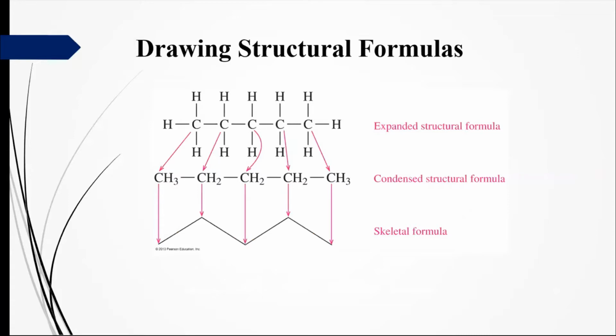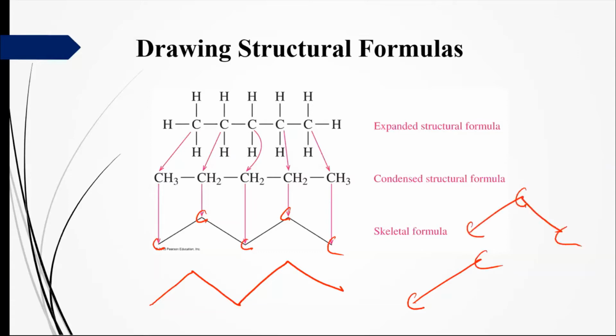Now our skeletal formula, it's taking that next step. What we're going to do is we're going to use these lines to represent those bonds between those carbons. So you can imagine that each of those connections is a carbon. And since it's hard to tell, if I just draw a straight line, how many different connecting points there are, we're going to alternate going up and down to make that a little bit more clear. So one line is actually 2 carbons. 2 lines is 3 carbons.